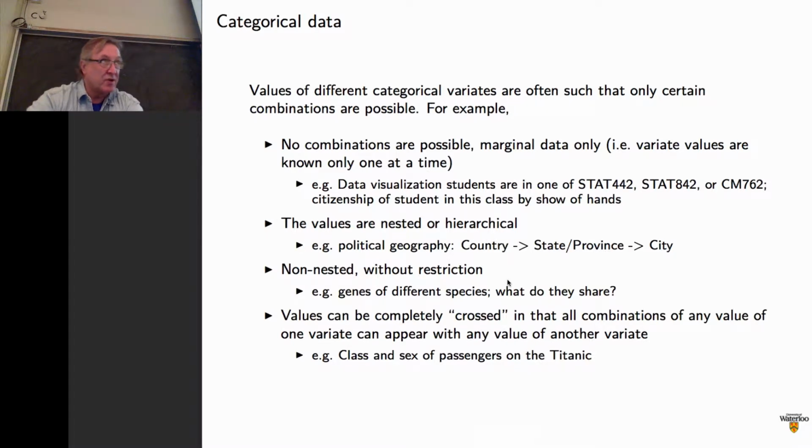Any questions on the structure of categorical data? It's pretty rich, even though it's only very few values that the variate can take.